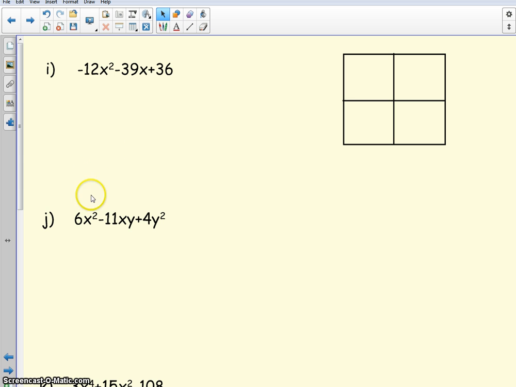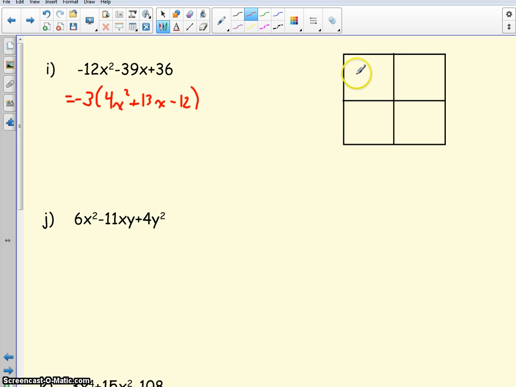Okay, first things first, I look for a common factor first. At the very least, if there's nothing common, you want to take out this negative, but there is more we can take out. Everything here is divisible by 3. So I'm going to take out the negative and the 3. So doing that, I'm going to be left with 4x squared plus 13x minus 12.